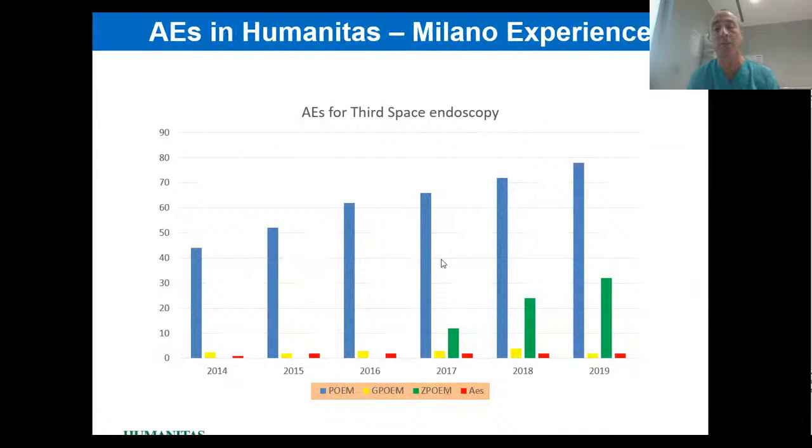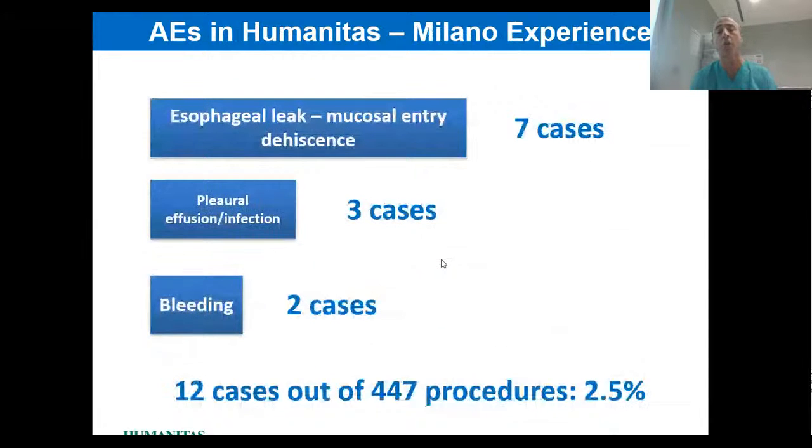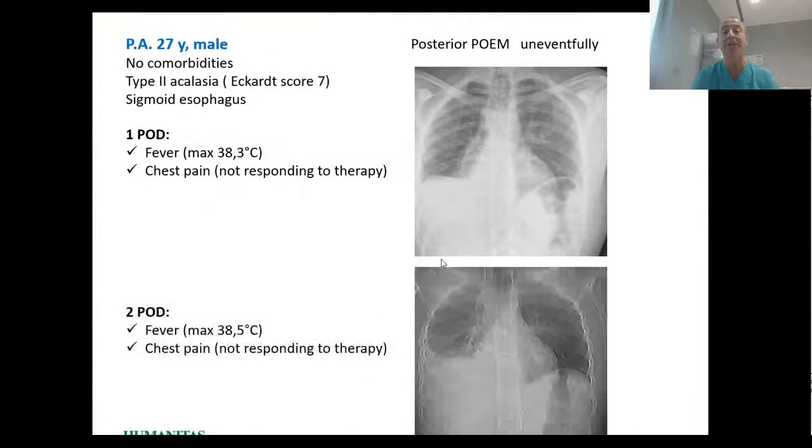This is the report of what we have done. I would say that there is an increasing number of patients treated with POEM, either for achalasia or for other disorders. This is the overall number of complications that we have reported. As you can see, we are very similar to the American Journal of Gastroenterology data. We are around 2.5% of complications. These are a couple of complications, showing that sometimes everything looks good, but 2 days later, a patient was having a big pleural effusion.